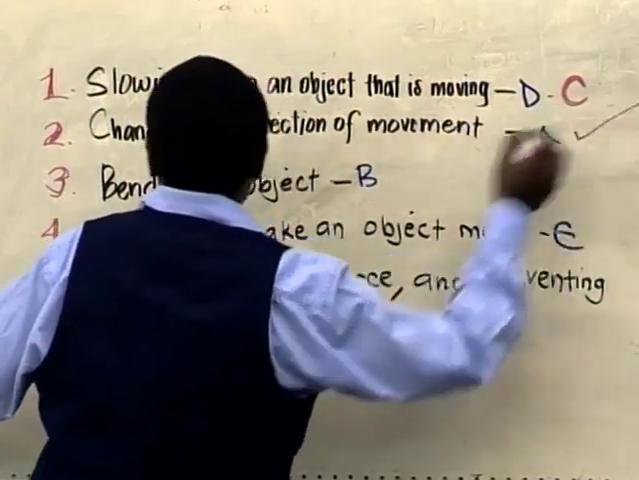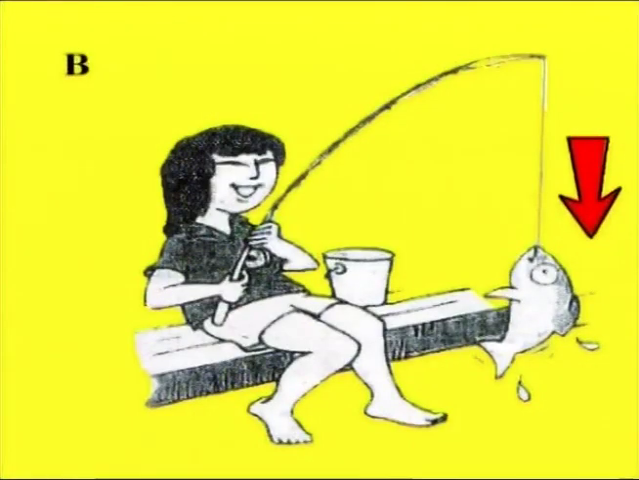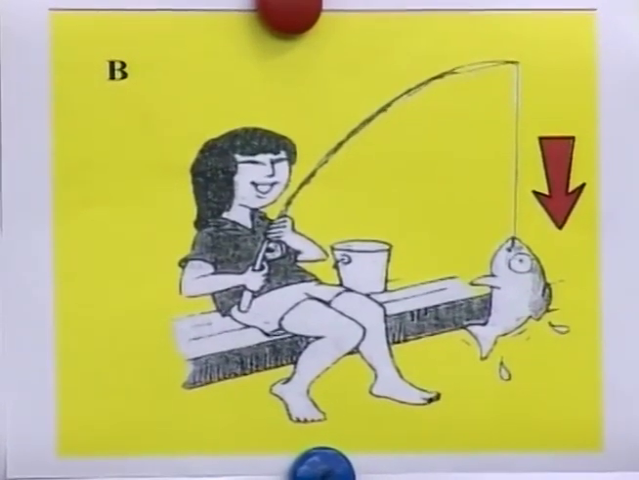Right, next one. Bending an object, picture B. Picture B, of course, very good. Now, this fish is already bending the object, which is the fishing line. Okay, so that is correct.